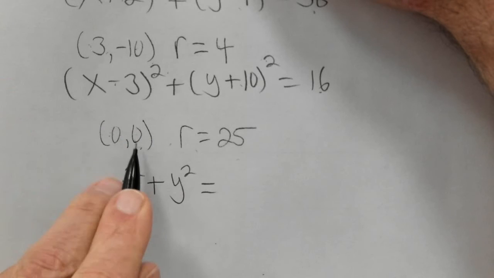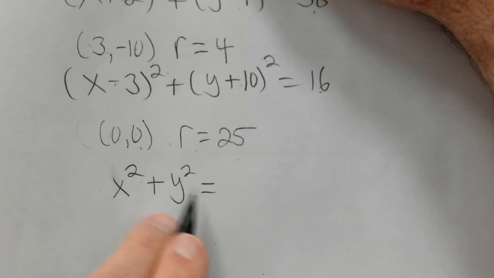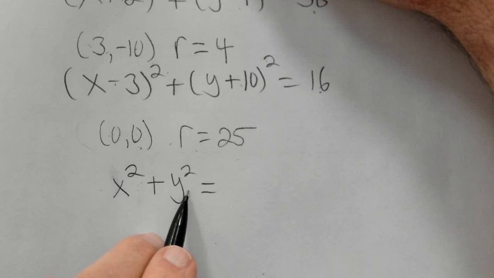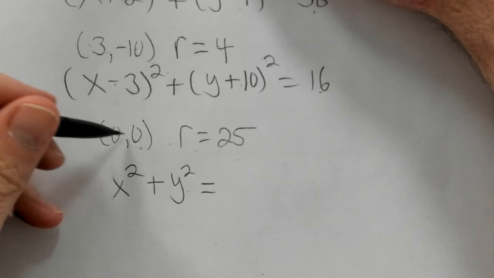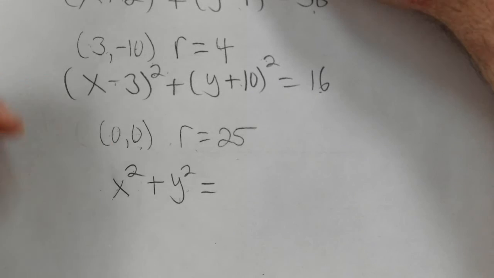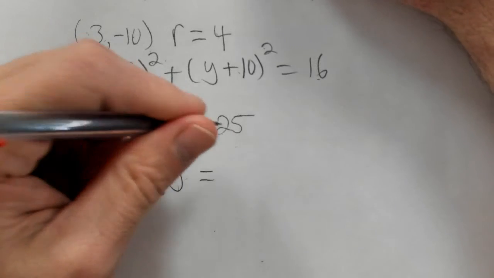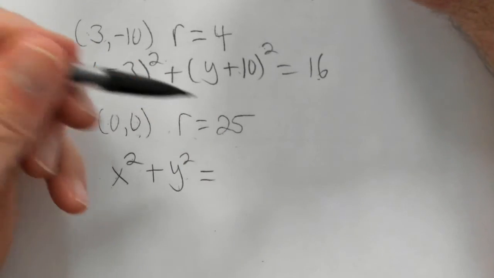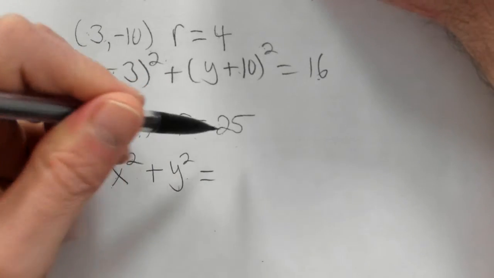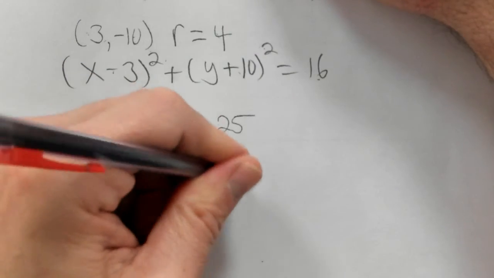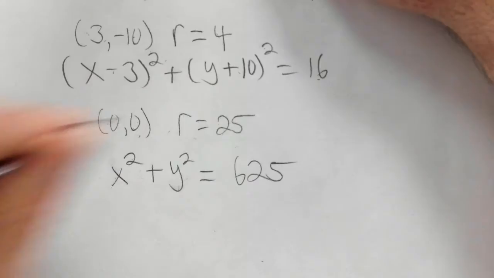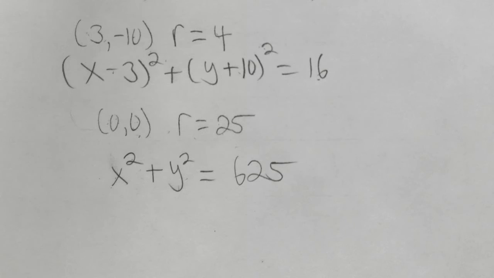Now, if this one was another number, then you just have the parentheses and write it like you normally do. So one would have the parentheses, one would not. But if they're both 0, it's just x squared and y squared. That's all you got. And then 25, remember we need to square this, not square root it. So it's not 5. It's going to be 25 times 25, which is 625. Okay? So just as long as you're keeping the form of the equation straight, then you should be in good shape.